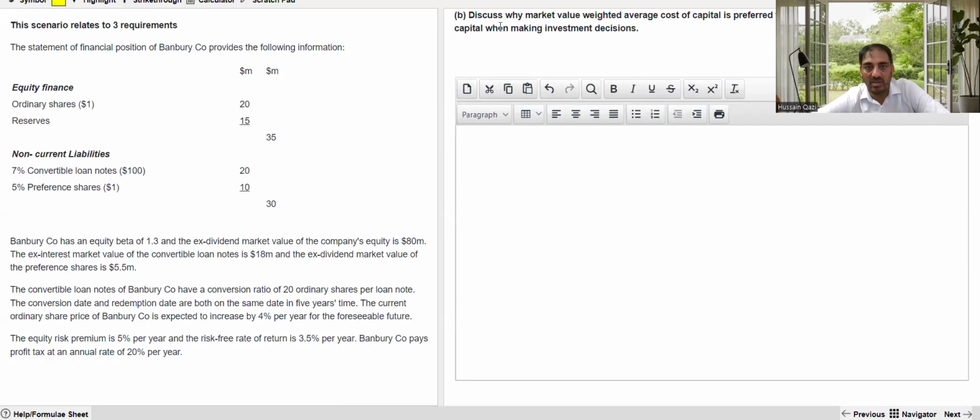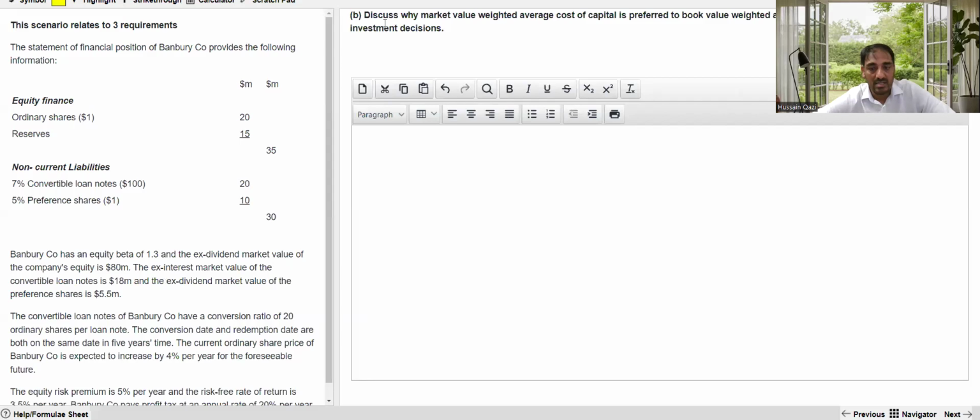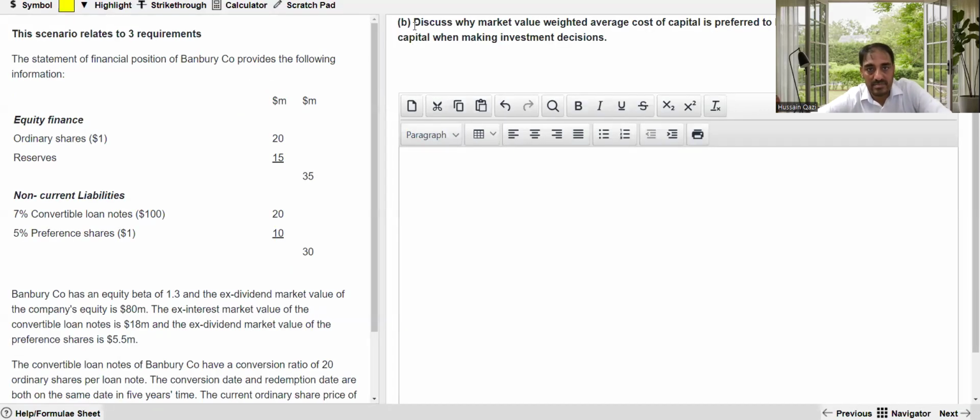Now the B part. Read the requirement very carefully. Discuss why market value WACC is preferred to book value WACC when making investment decisions. That is 4 marks.